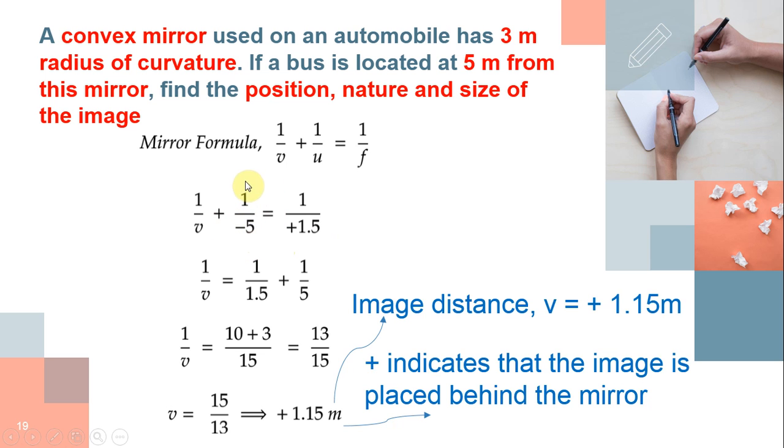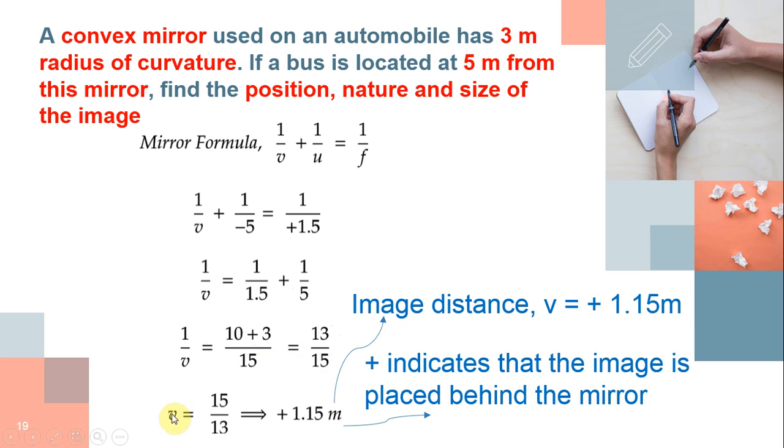This value moves to the right side, so this negative changes into positive. Now we take the LCM. The LCM for this problem, 1.5 and 5, is 15. After taking the LCM, we solve the equations. 1 by V is equal to 10 plus 3 by 15, which is equal to 13 by 15.